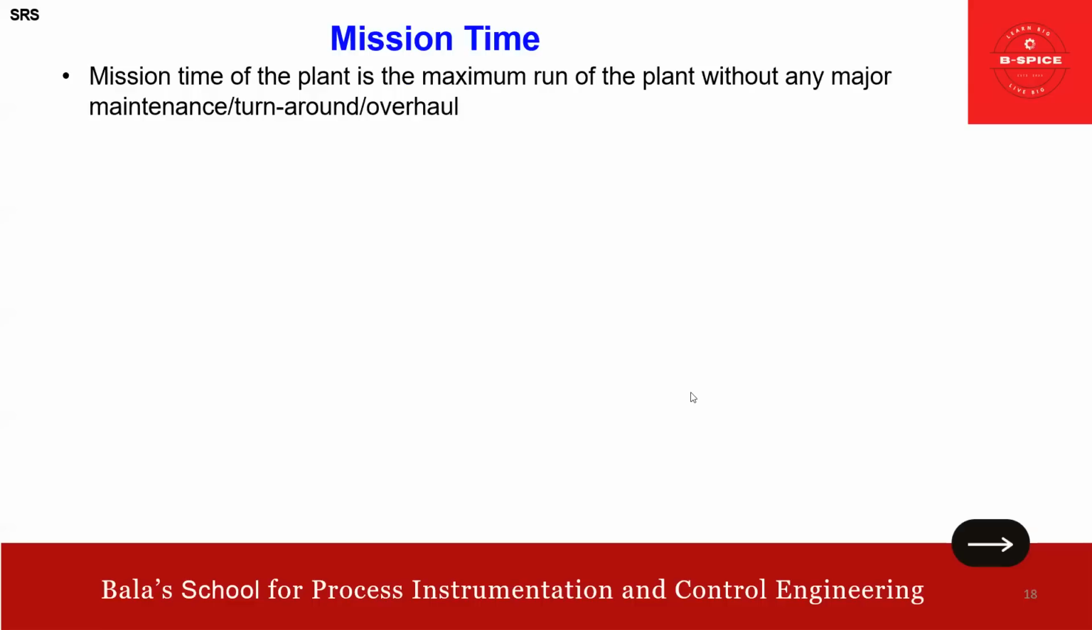I hope it's clear. Then another important term, mission time. What is the mission time? Mission time of the plant is the maximum run of the plant without major maintenance, turnaround and overhaul. I highlighted the maintenance of 4 years. So if 4 years is your turnaround, and within 4 years nothing happened and there is no major maintenance or turnaround, then that is your mission time.